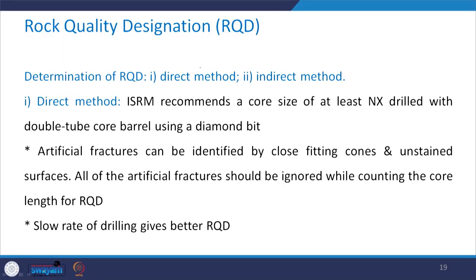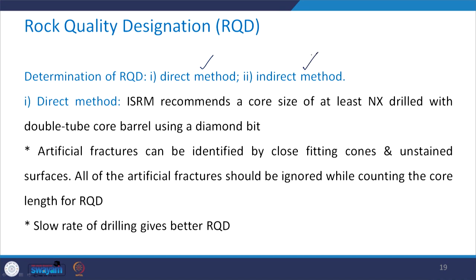Now, how to determine RQD? One method I have already discussed, but let us see what all is available to us. First is the direct method, and then you have the indirect method. In the direct method, ISRM, the International Society for Rock Mechanics, recommends a core size of at least NX, drilled with a double tube core barrel using a diamond bit. In this case, artificial fractures can be identified by close fitting cones and unstained surfaces. So all the artificial fractures should be ignored while counting the core length for RQD.